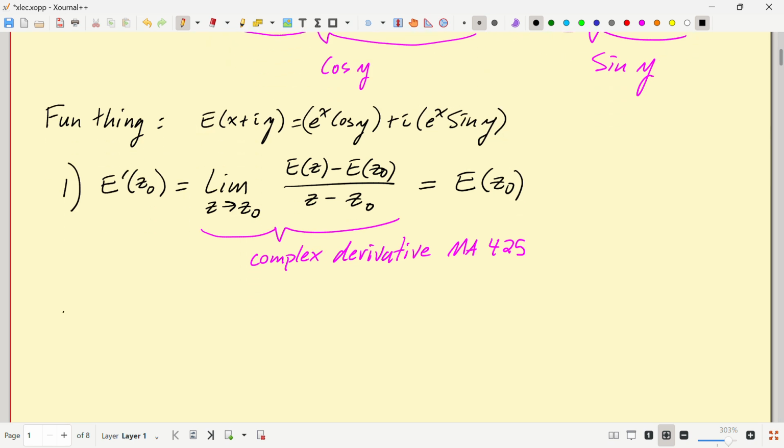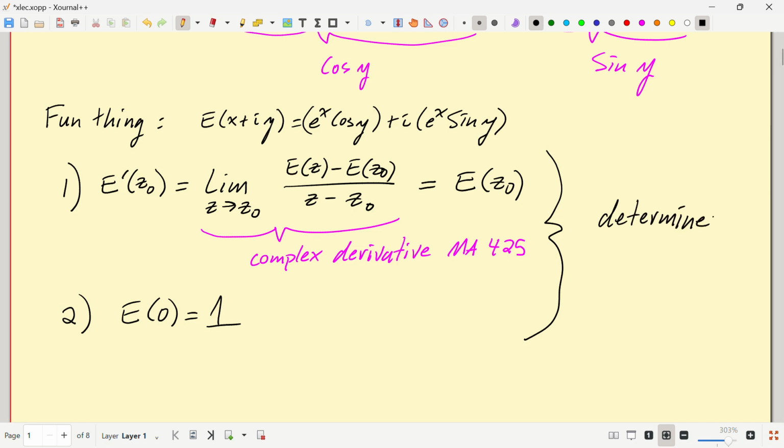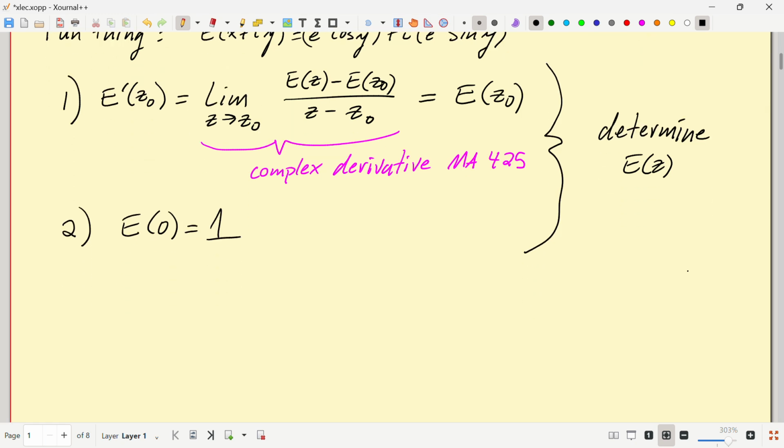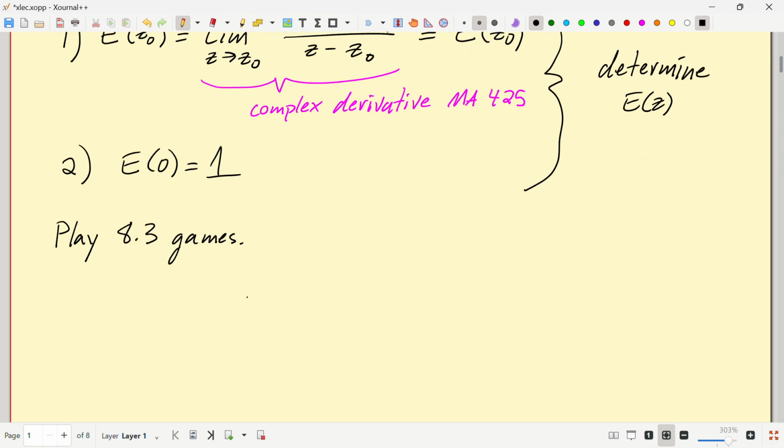And number two, an easy thing to check, is that e of 0 equals 1. And just like for the real exponential, these two things determine it. There's only one thing that satisfies this, and it's the complex exponential. Okay. And then you can play all those same games that we did for the real one. We would play the 8.3 games, and we find out a whole bunch of things exactly the same.